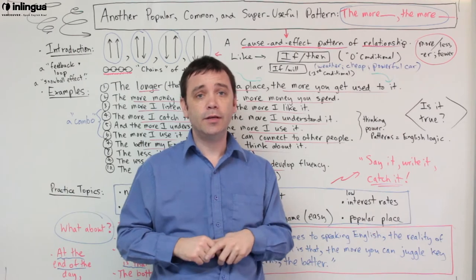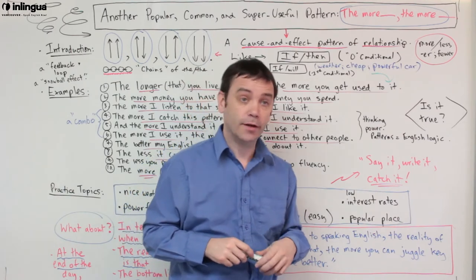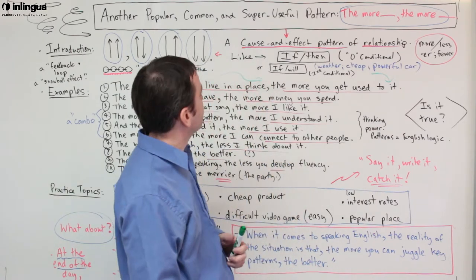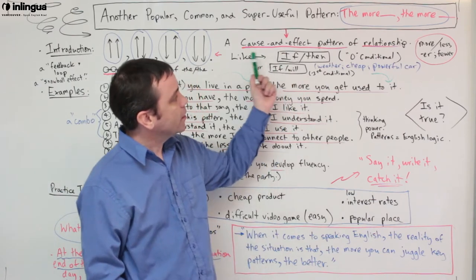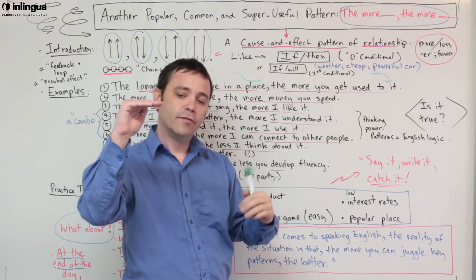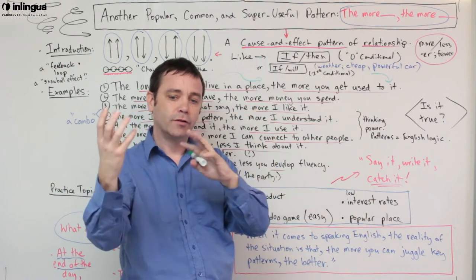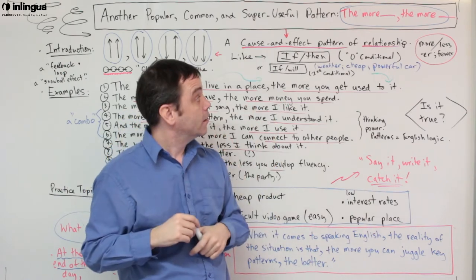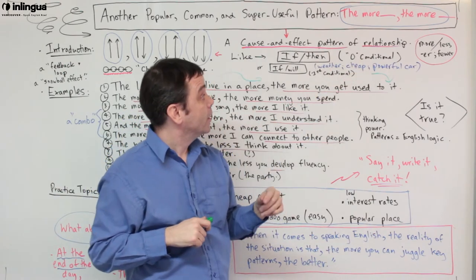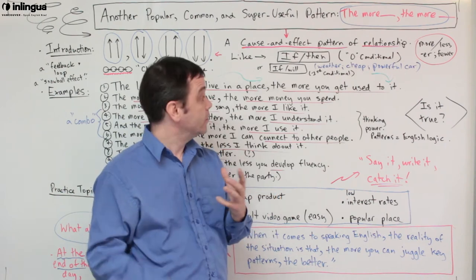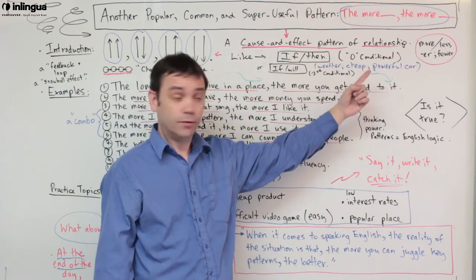So first, let me begin by introducing. Okay, so the more, the more. The more is a cause and effect pattern. The more you travel, the more you like traveling. So it's kind of cause and effect, a pattern of relationship. And because of that, it's similar to zero conditional.